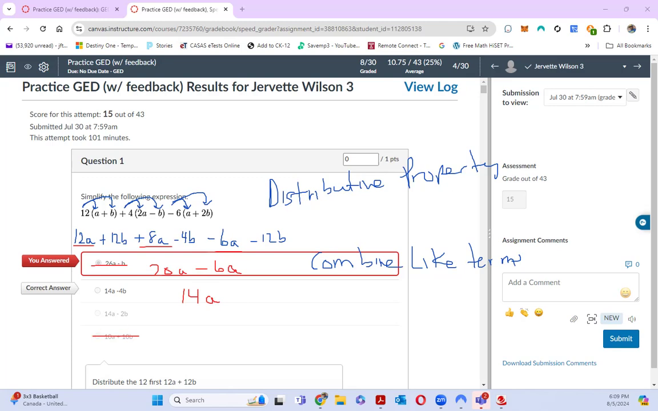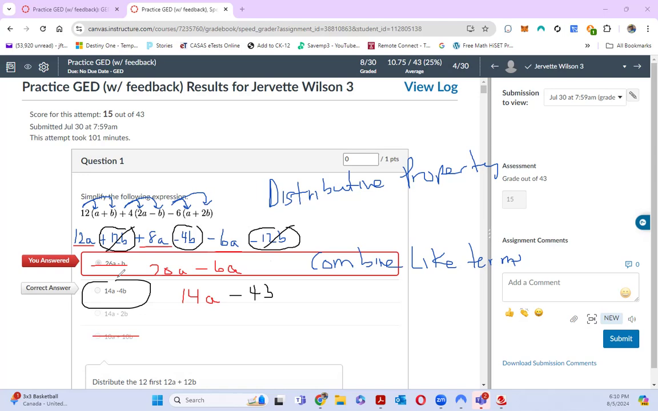So now we go to, again, like terms. We've got 12b minus 4b minus 12b, which you should recognize right away. You don't have to do 12 minus 4 minus 12. What you should see is plus 12b and minus 12b cancel each other out. The only thing I've got left is minus 4b. Right. Okay.